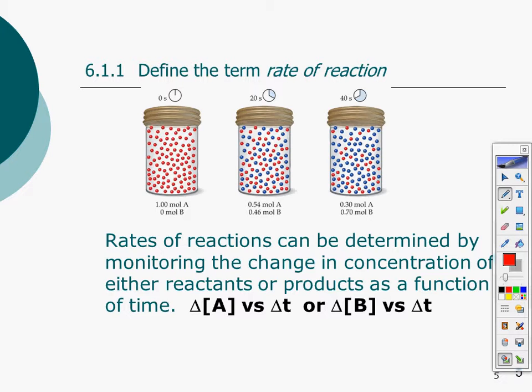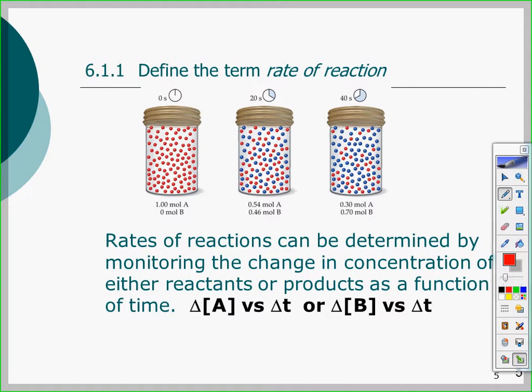What we have here is that rates of reactions can be determined by monitoring the change in concentration of either the reactants or products as a function of time. So what we have here, you need to know how this looks. What does that mean right there when I have brackets around something? What does that mean?